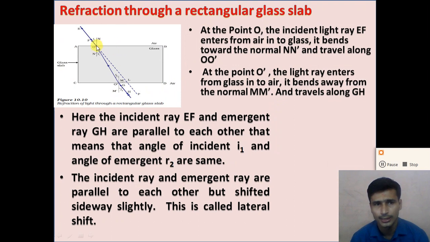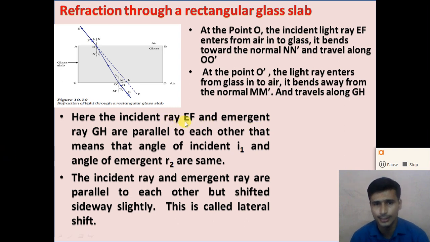So similarly again the ray of light at a point O travels in the direction O dash. At the point O dash the light ray enters from the glass into the air. It bends away from the normal MM dash and travels along GH. So when the ray of the light emerges from the glass slab, right, it bends away from the normal. So from this we can say that when the ray of the light passes from the glass medium to the air medium, the ray of the light bends away from the normal, right, and it moves along the GH.